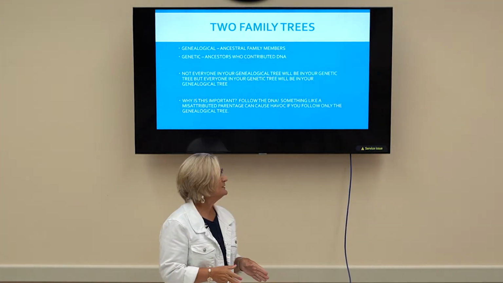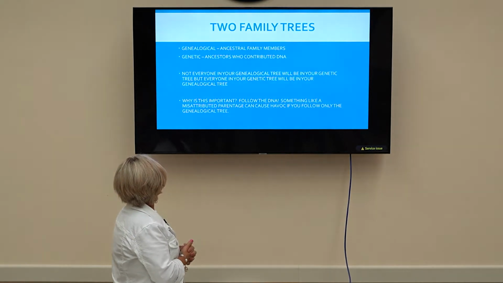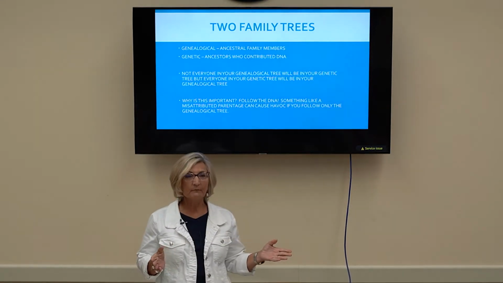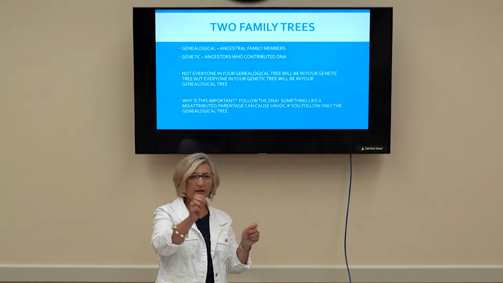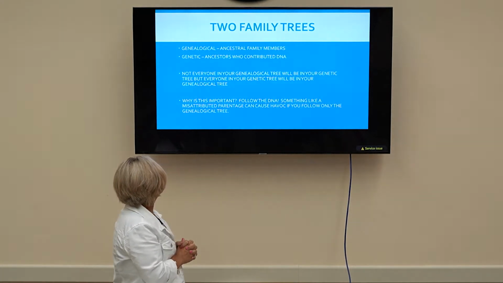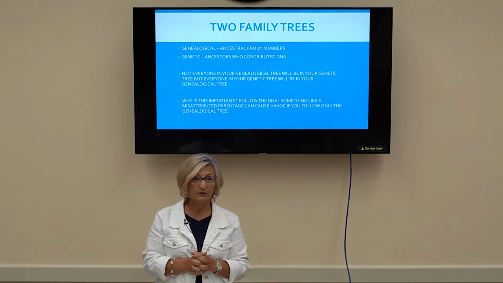So we have two family trees. This was a fascinating fact to me. You have a genealogical family tree, which is your ancestors' family members. You do your research, you fill it out, and that's your family tree, right? But you also have a genetic family tree.